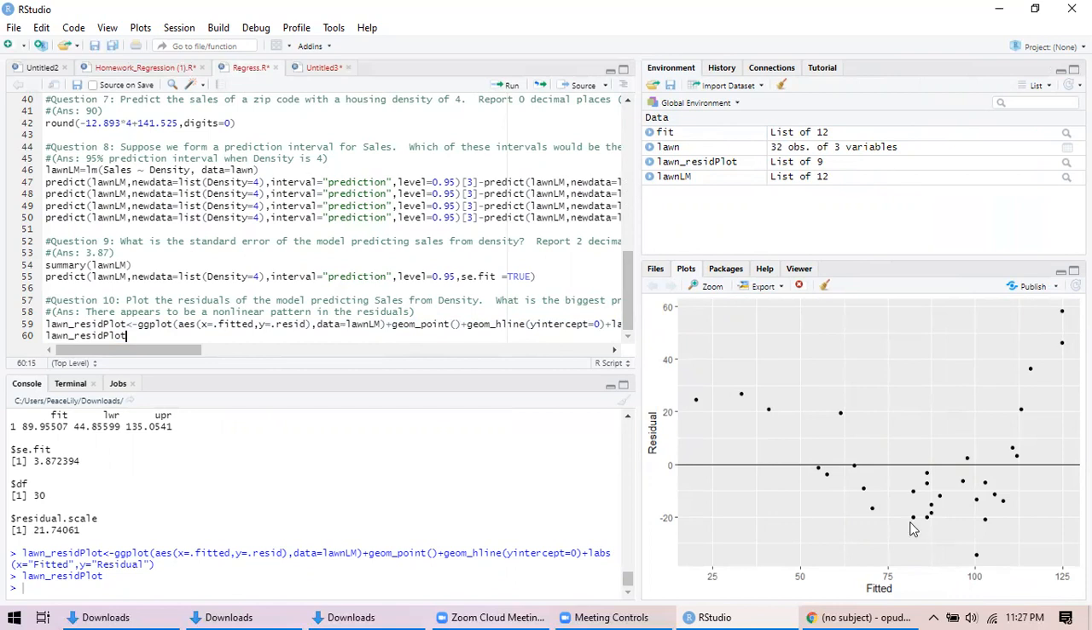Okay, so looking at the plot of residuals, what does this look like? The lower part seems to be closer to the x line, and the upper part seems to be scattered. Yeah, the intervals are wider.